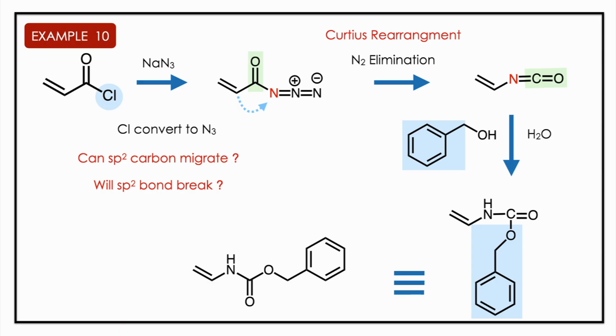Then next step you are using the benzyl alcohol. So new kind of starting material. You can simplify it like ROH. Here H and benzyl oxygen addition happen. You end up with final product. The whole question is about, can sp2 carbon migrate? Can sp2 carbon bond break? Yes, it is possible. Because of nitrene instability, the reaction happens. You end up with final product.